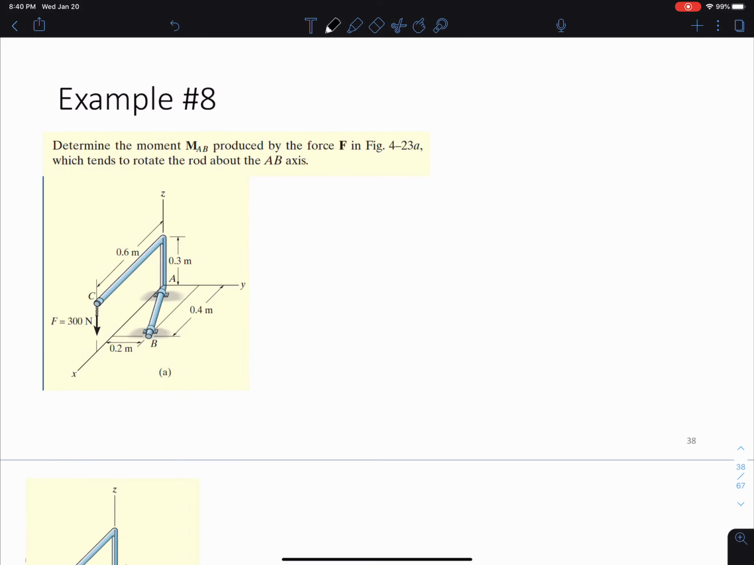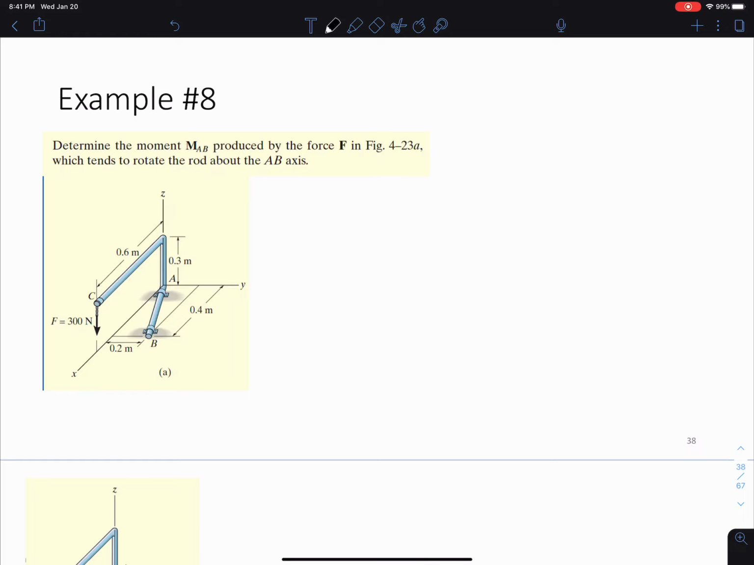Okay, let's do one more example here. So example 8, we want to determine the moment MAB produced by the force F, which tends to rotate the rod about the AB axis. Okay, so what we're going to do, we're going to use vector analysis for this one. And I kind of already have shown you that vector analysis is pretty much the easier route to take typically when you're dealing with 3D problems.